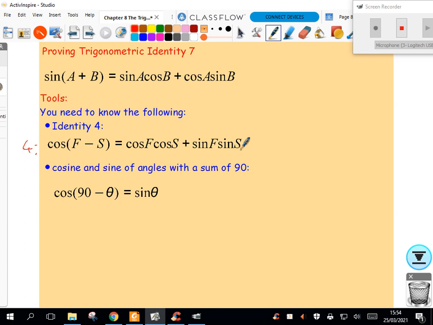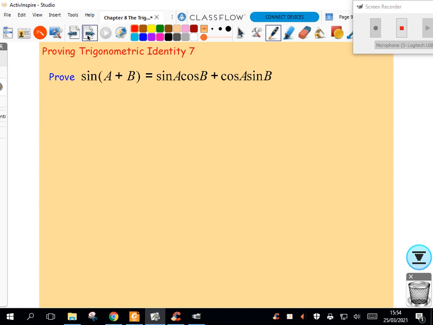We also need to know this result about the cosine and sine of angles with a sum of 90 degrees. We want the cosine of 90 minus theta is equal to sine theta, and the sine of 90 minus theta is equal to cosine of theta. Okay, so angles with a sum of 90 degrees, the sine of one will equal the cosine of the other. Complementary angles add up to 90 degrees if the two angles are positive. But we're talking actually about all angles that add up to 90 degrees.